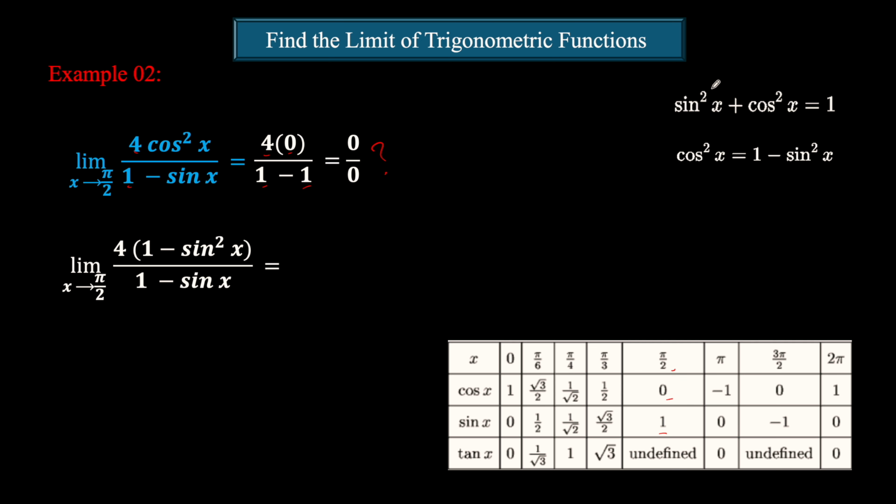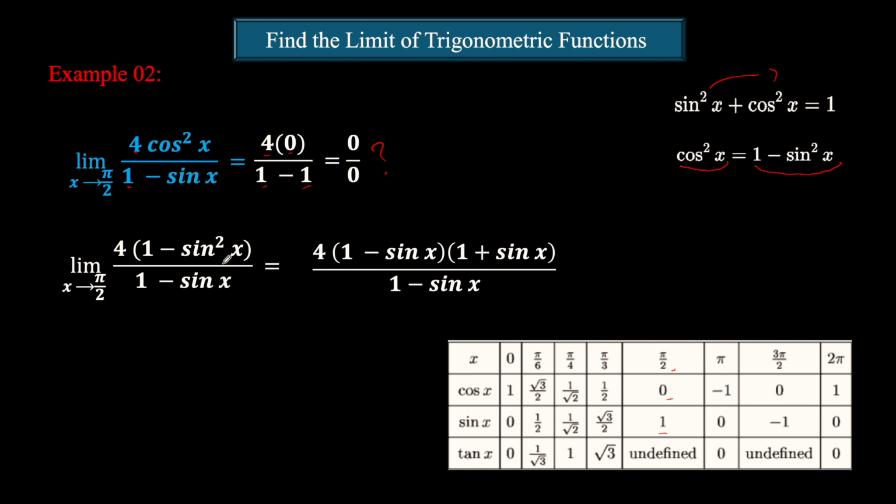What we'll do this time is take sine square x to the other side, and we will get cosine square x is equal to 1 minus sine square x. Okay, so instead we will rewrite our equation. Instead of writing cosine square x, we proved that cosine square x is equal to 1 minus sine square x, right? So we write 4 multiplied by 1 minus sine square x, instead of cosine square x, over 1 minus sine x.